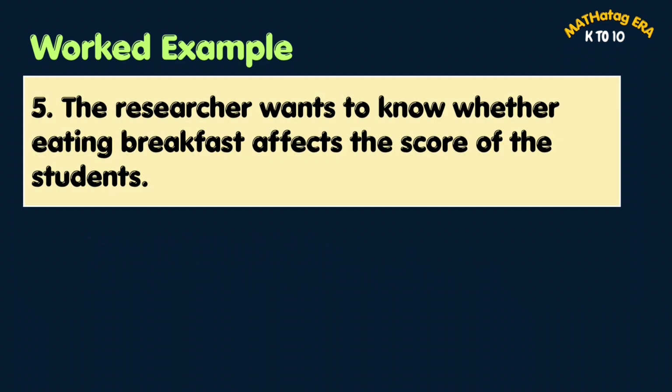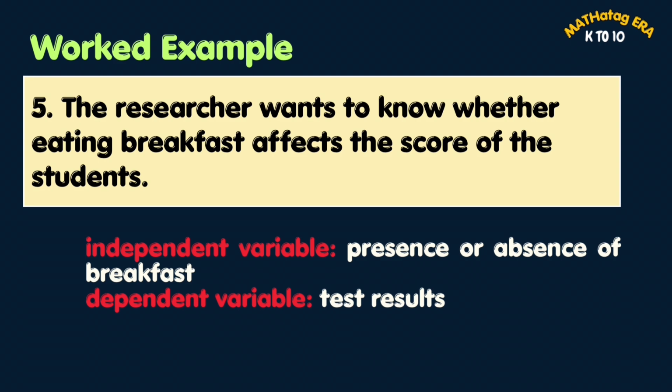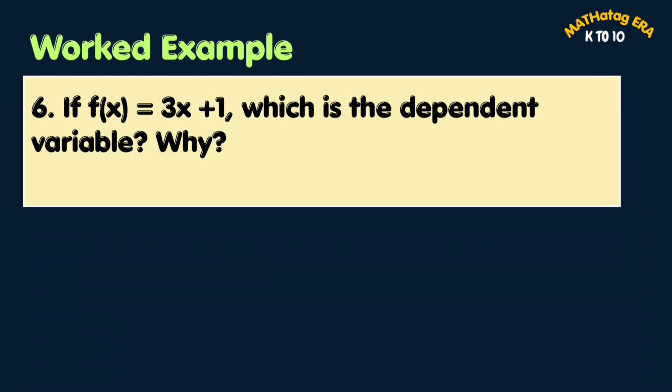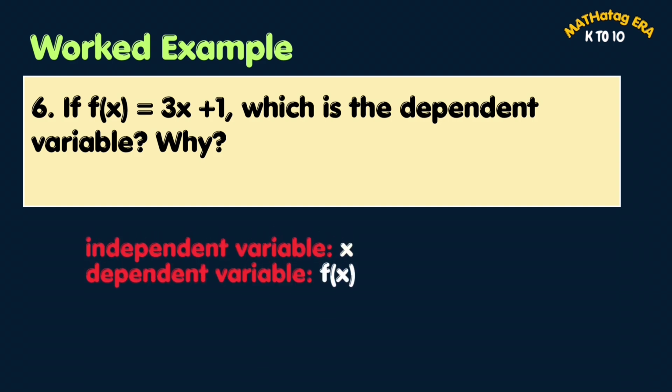Example number 5, does eating breakfast affect students' test scores? Independent variable is the presence or absence of breakfast, while the dependent variable is the test score. Next example, if f of x is equal to 3x plus 1, which variable is dependent? The output, f of x, depends on x. So therefore, ang dependent variable natin is f of x. The independent variable is the x.